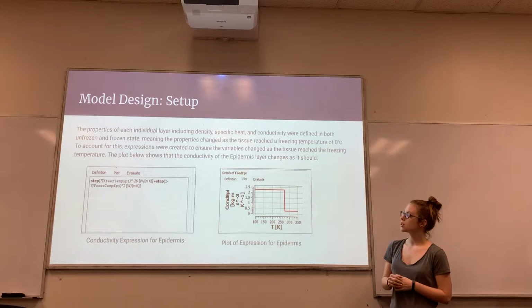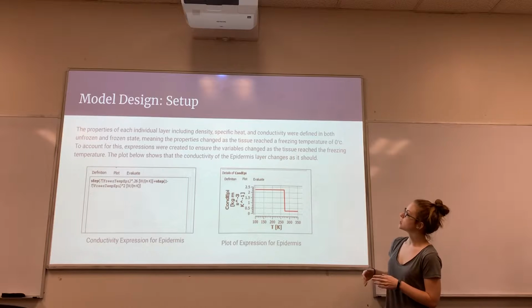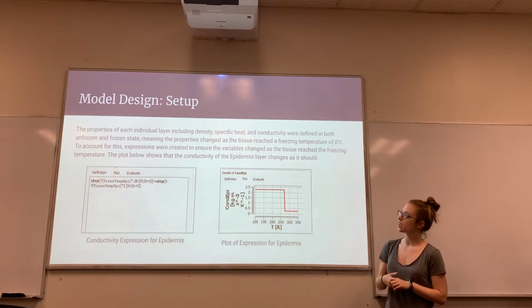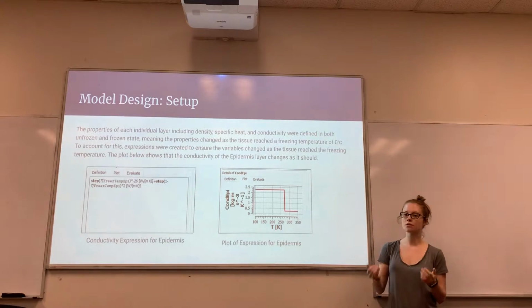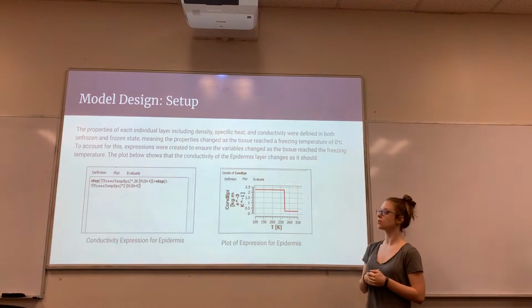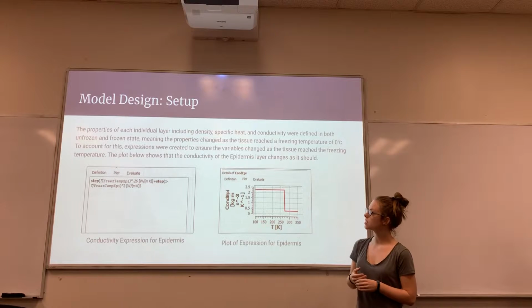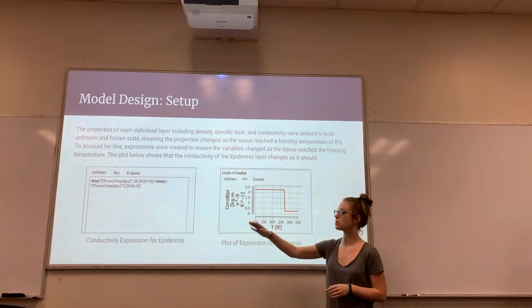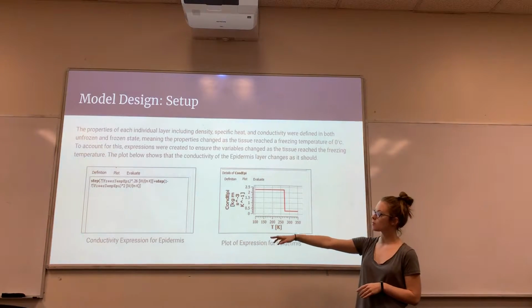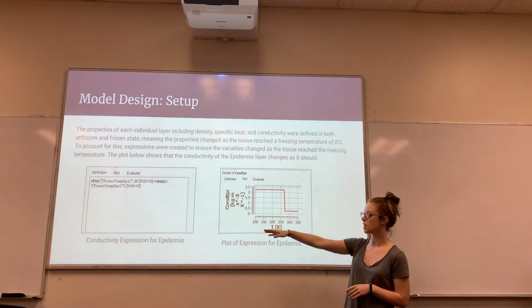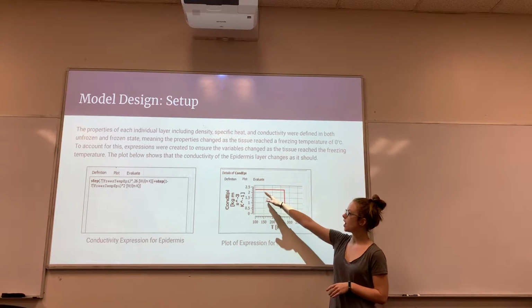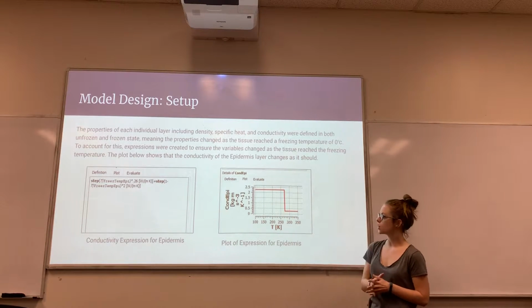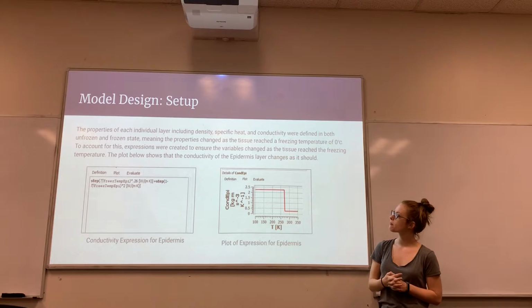Also, as previously mentioned, the conductivity, density, and specific heat for each individual layer changed as the tissues reached a freezing temperature, which we consider to be 0 degrees Celsius. To account for this in ANSYS, we created expressions for each of the properties within each of the layers. This is an example of our conductivity expression for the epidermis layer, and this graph shows how it changes from a certain value as it reaches 273 Kelvin.